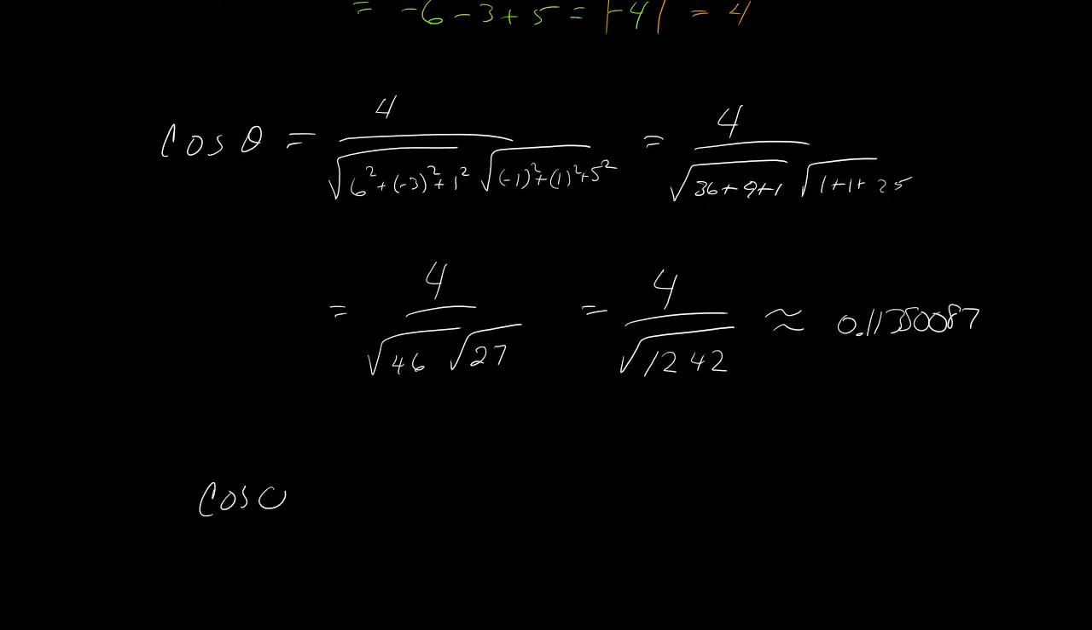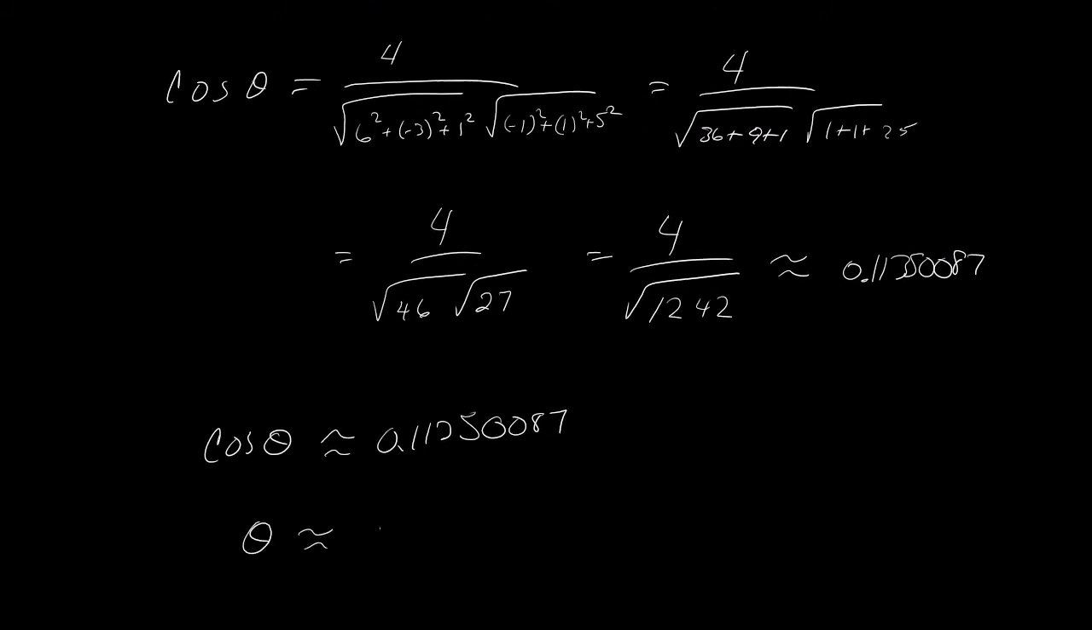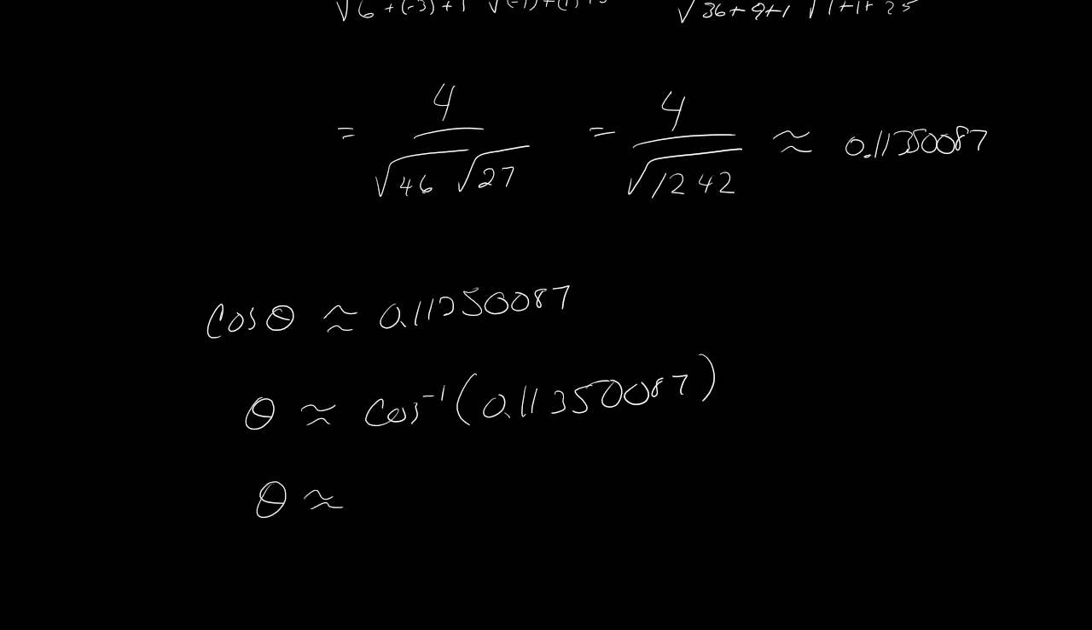So cosine of theta is approximately equal to 0.11350087. So theta is the inverse cosine of this decimal. Okay, so that makes theta approximately equal to the inverse cosine of that answer. Now, I did not retype that. I didn't round it. I just left it in the calculator to find it. And we get that theta is approximately equal to 1.4571.